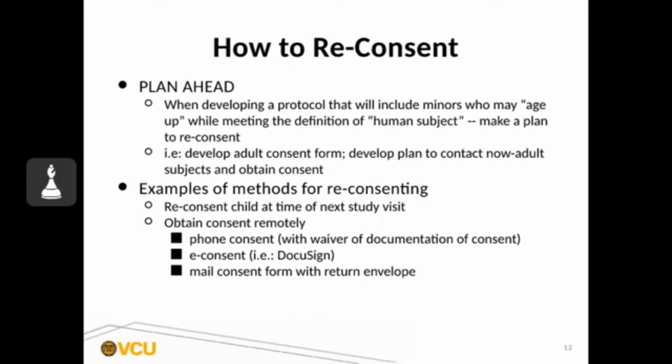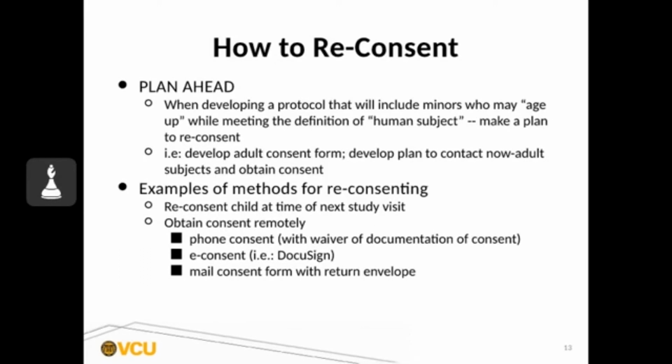It is important to consider how it will be feasible to follow up with the now adult subjects to obtain their consent. Some common examples for methods of reconsenting include, most obviously, reconsenting the child at the time of their next study visit. This is easy to do if your study still continues to involve interactions or interventions. It's not necessary to reconsent the child immediately upon them turning 18, but you should do it at the earliest opportunity. So if you have former child participants coming in for study visits, you should reconsent them at the earliest opportunity.